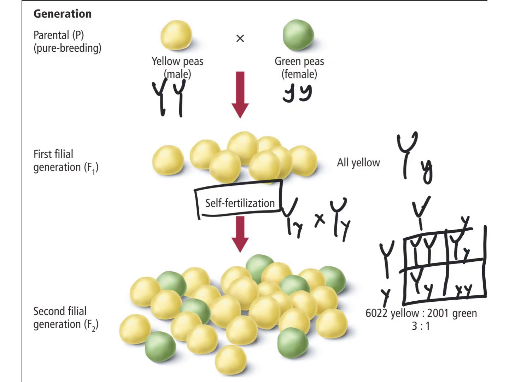So now, these three offspring will be yellow because they have a capital Y. And this one has two little y's, and so they'll be green. And that's where we get this 3-to-1 ratio right here.